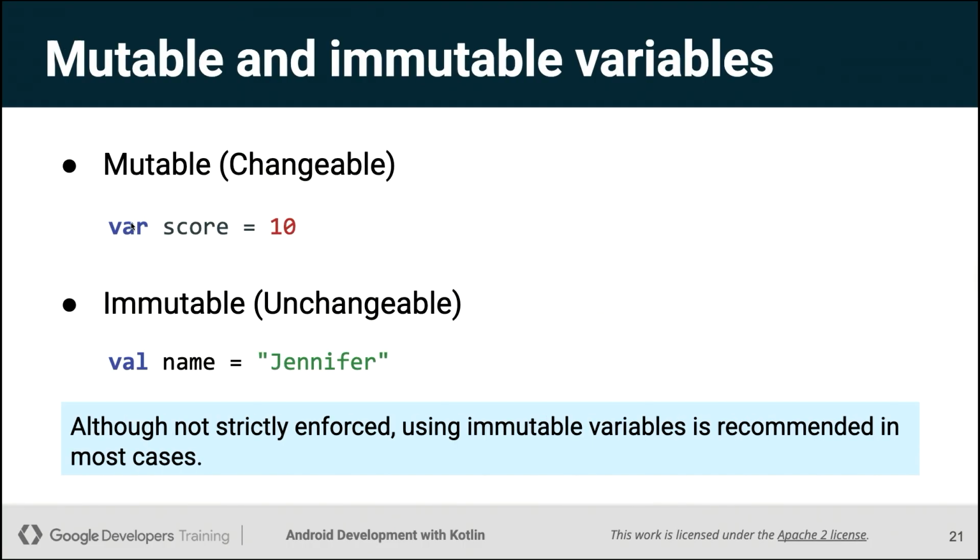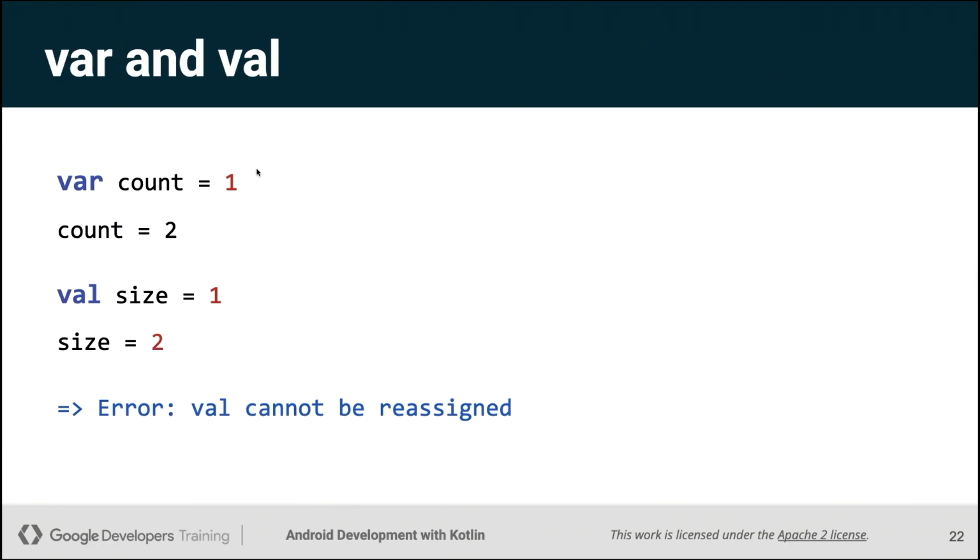So this is var, this is val, this is mutable. You can assign score, make it 11, for example. In this case, you assign name Jennifer. You cannot assign Alex to it, or whatever. Okay. So this is fine. This is not fine because it is declared with a val. So this will cause an error, and it will not compile in Android Studio. It will be underlined in red, and it will tell you immediately.